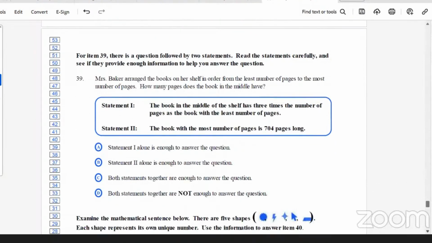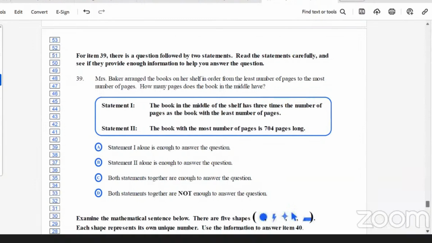Question 39. For item 39, there's a question followed by 2 statements. You're going to read the statements carefully and then see if they provide enough information to help you answer the question. 39. Mrs. Baker arranged the books on her shelf in order from the least number of pages to the most number of pages. How many pages does the book in the middle have? So you're going to see if you have enough information to be able to answer that question of how many pages does the book in the middle have.